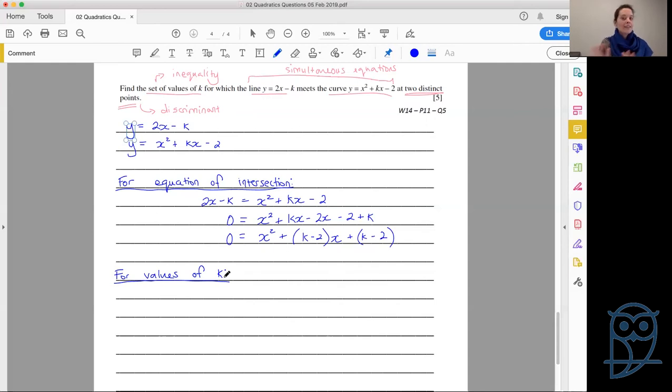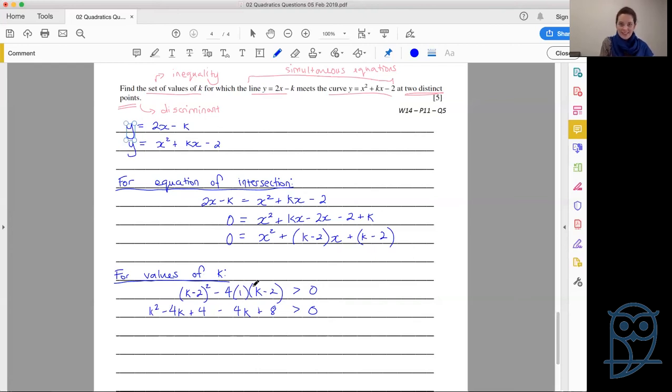Why did I do this? Ah, that's why I did it. Okay, so b squared minus 4ac. (k minus 2) squared. Now, two distinct points, so greater than 0. So opening up, k minus 2 times k minus 2, k squared minus 4k plus 4, minus 4k plus 8, greater than 0. So when you're expanding, don't make silly mistakes, okay?